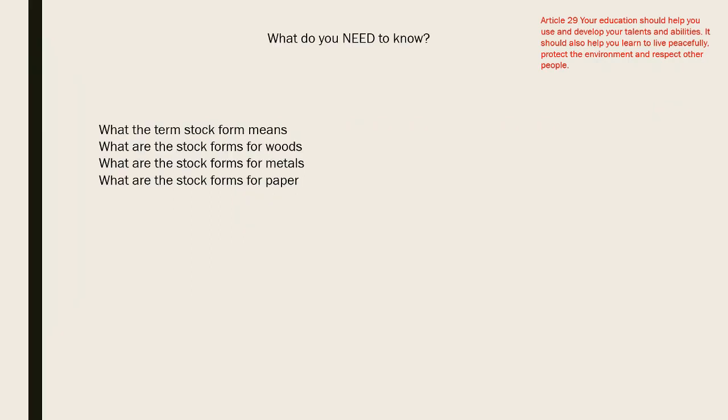So basically you need to know what the term stock form means, and then what the stock forms of woods, metals, and paper are as well. So more information for these will be done in each of the theories, specifically for timbers, metals, and papers, but these are sort of the generic stock form terms.